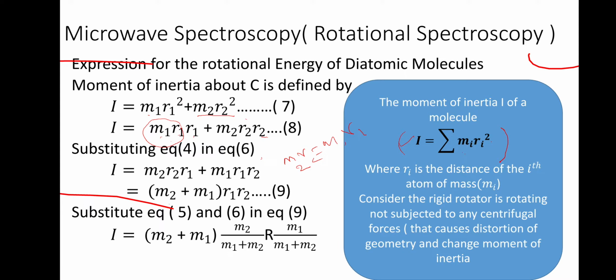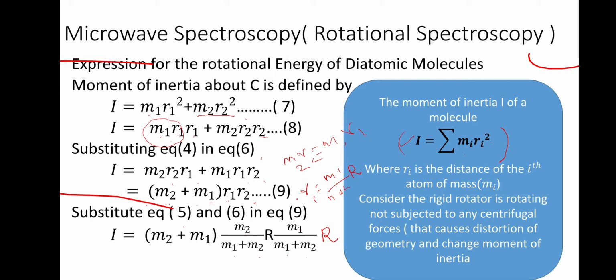When we substitute, m2 r2 r1 plus m1 r1 r2. Okay, so r1 and r2 are similar, so we will take these coefficients outside. m1 plus m2 is equal to r1 plus r2. Now substitute equations 5 and 6 in equation number 9. What was 5? 5 was r1 is equal to m1 divided by m1 plus m2 into capital R. So that when you substitute, r1 is equal to m2 divided by m1 plus m2 R, r2 is equal to m1 divided by m1 plus m2 into R. It will come. Okay, so this is the expression.